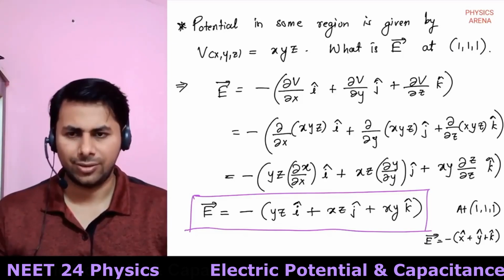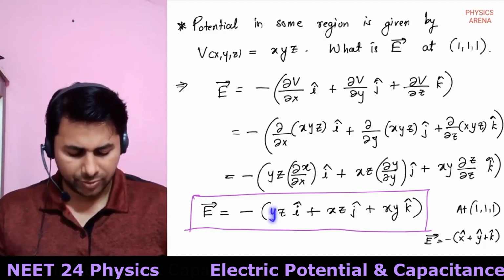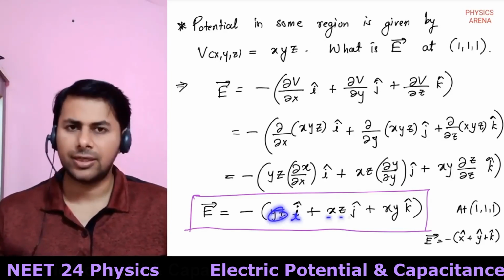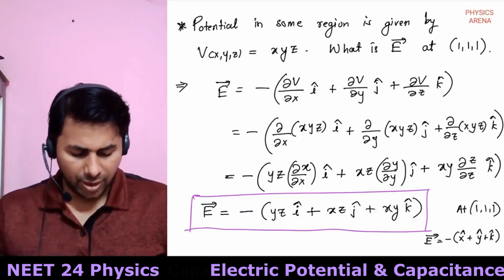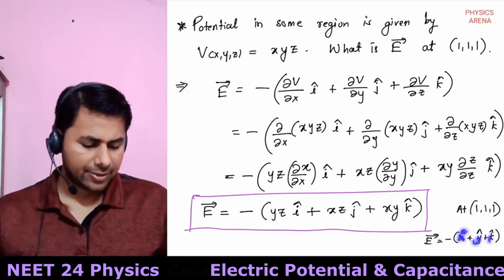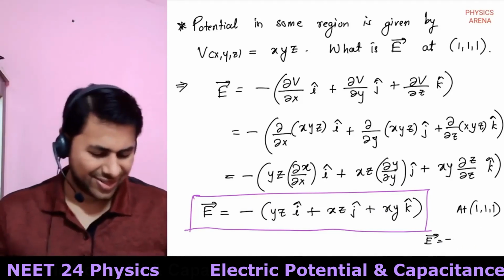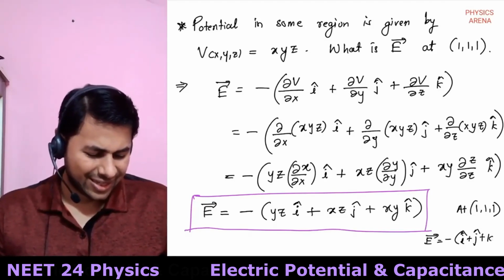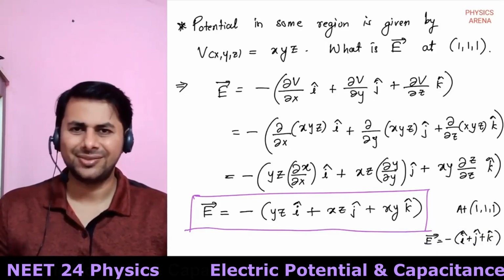You can put any point, whatever point you like. So our point is 1, 1, 1. That means y is 1, z is 1, so this is 1 i cap. X is 1, z is 1, so 1 j cap. And x is 1, y is 1, so 1 k cap. So minus of i cap plus j cap plus k cap. This would be the electric field. Is it clear?